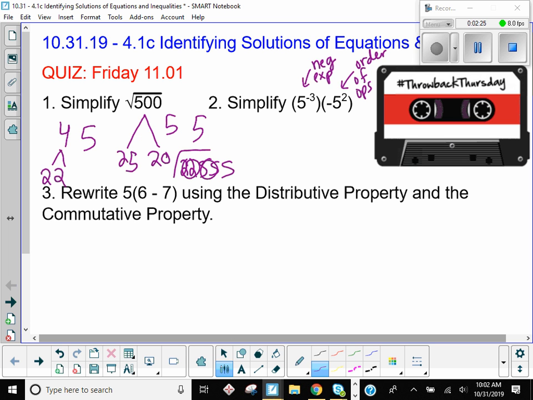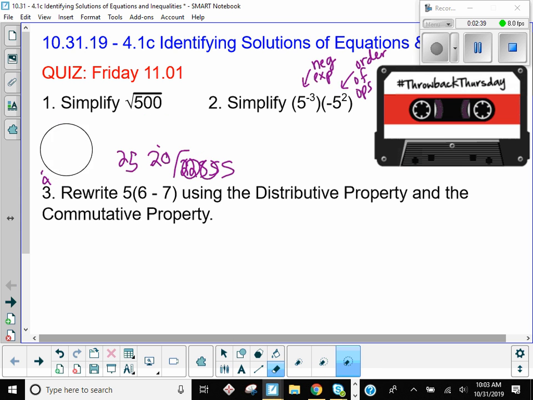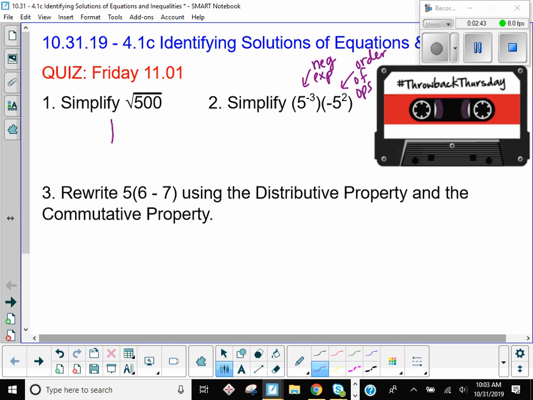What is your answer? Yes, that's right. Now I showed you guys the work. What is that? 10 square roots of 5. That is correct. All right. Thank you, sir.